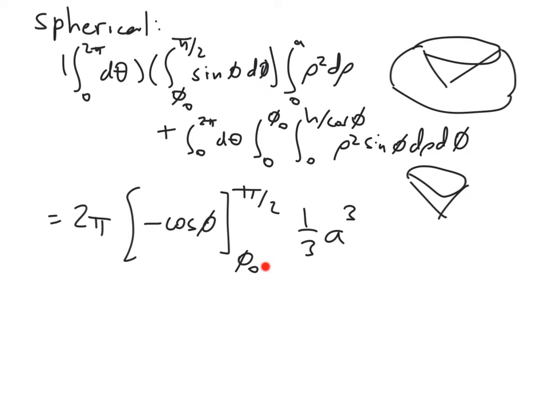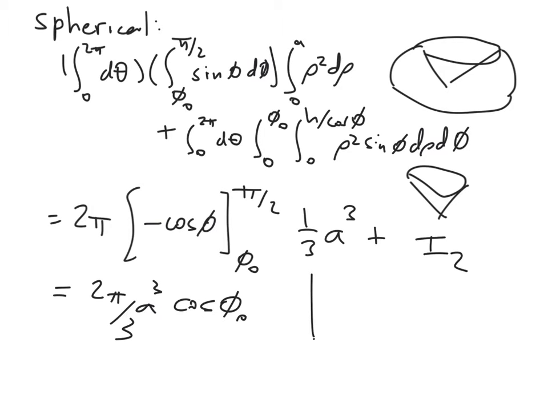And so cosine of pi over 2, that's just 0. And so this is, okay, plus the other integral, which I'm going to call integral 2. So this is 2 pi over 3 a cubed cosine phi naught. And so now it's really time to think about that question, what is phi naught? Here's what we know about phi naught.